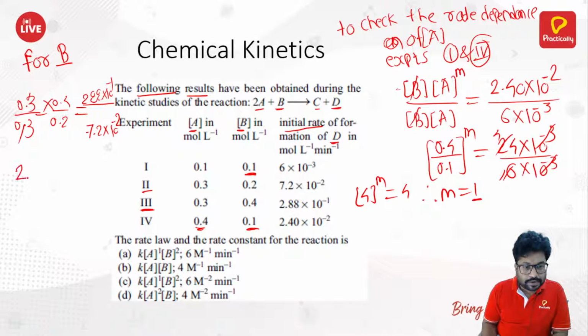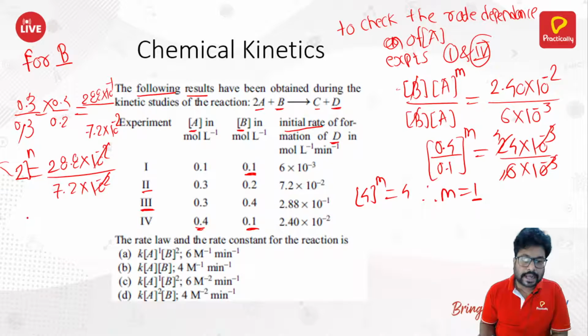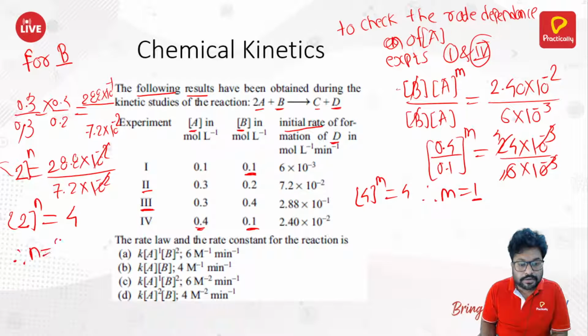0.4 divided by 0.2 is equal to 2, is equal to 28.8 into 10 raised to minus 2 divided by 7.2 into 10 raised to minus 2, so 2 raised to n. Okay, this was m, this is n. 10 raised to minus 2 gets cancelled. 7.2 and 28.8, the relationship between them has to be 7 fours are 28, and 0.2 into 4 is 0.8. So 2 raised to n is equal to 4, which is only possible when n is equal to 2.